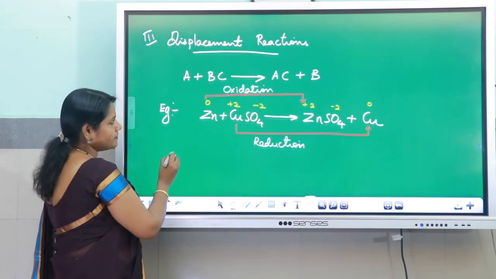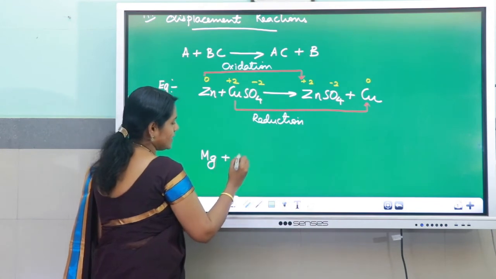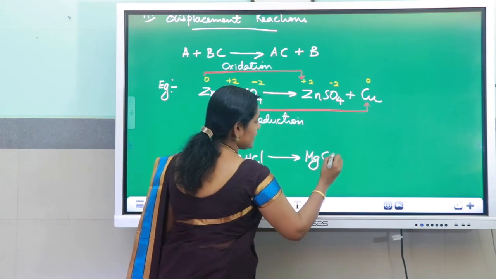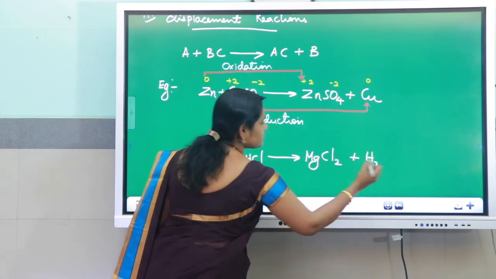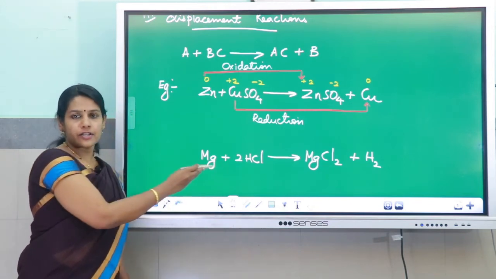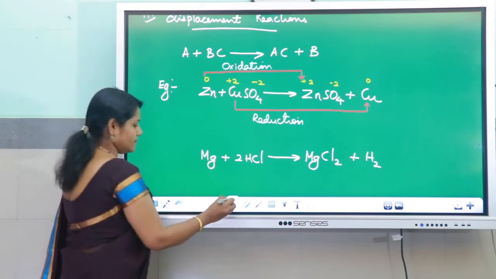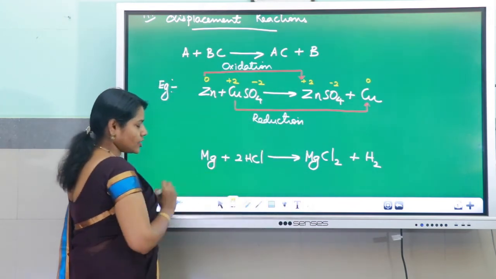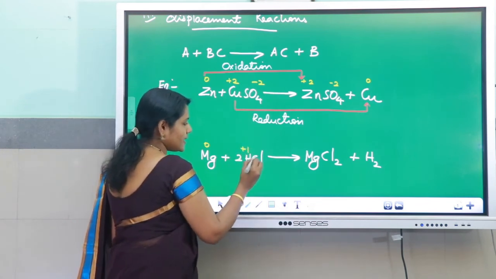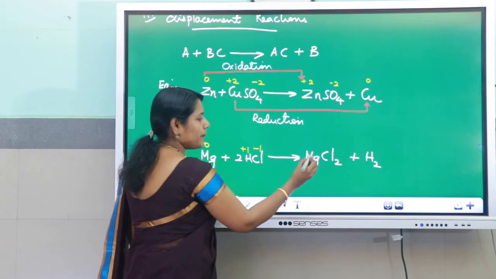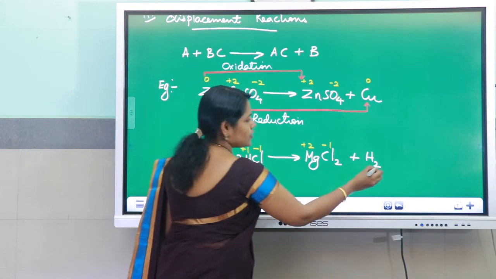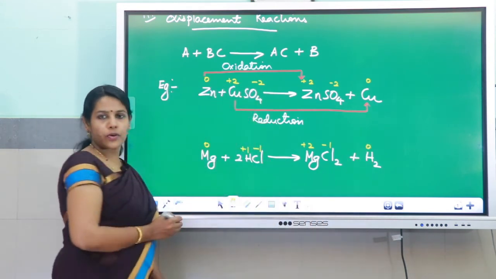Another example, Mg plus 2HCl gives MgCl2 plus H2. So, here you can see that magnesium displaces hydrogen from hydrochloric acid. The oxidation number, magnesium in the free state is 0, the common oxidation state for hydrogen is plus 1, Cl is minus 1. Here magnesium belongs to second group, it is plus 2 and Cl is minus 1 and H2 is 0 since it is a homonuclear diatomic molecule.